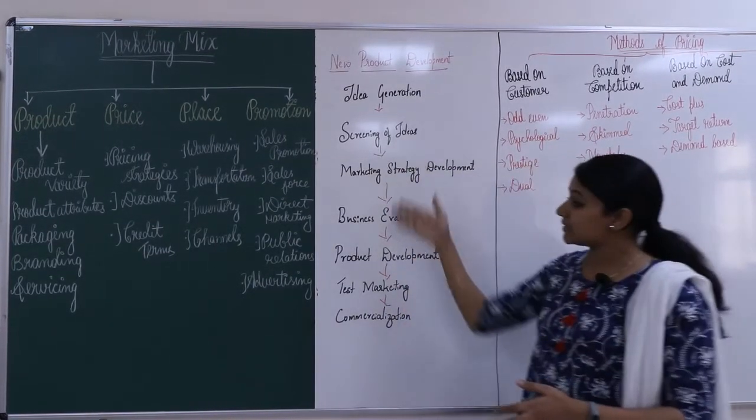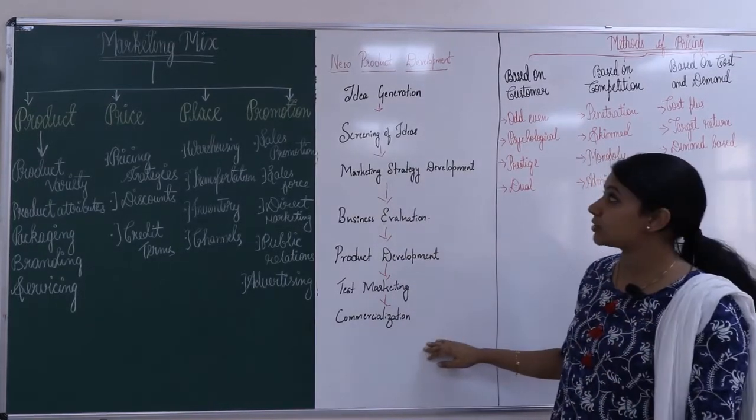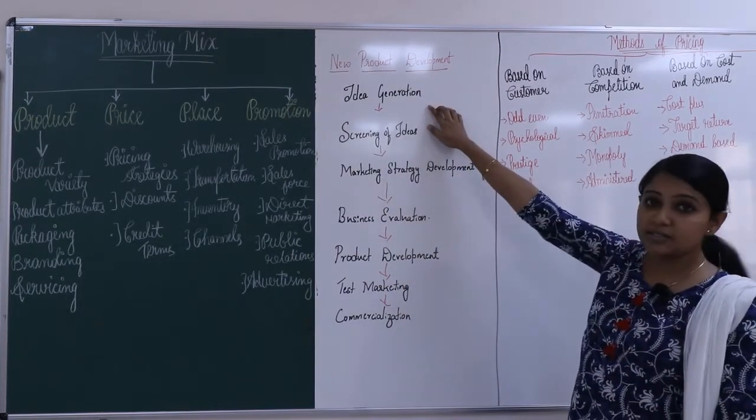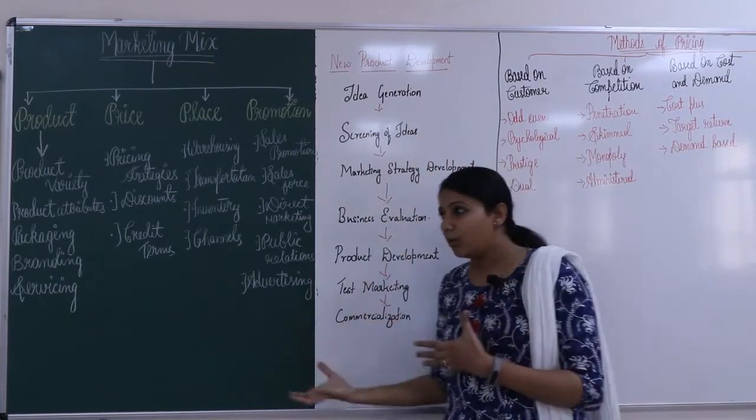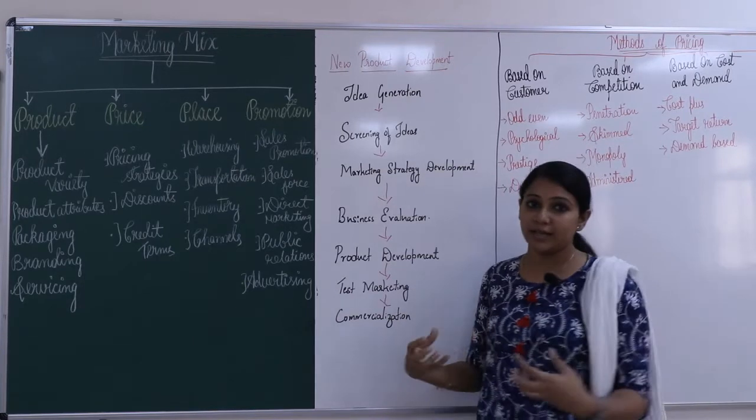So these are the 7 steps through which a new product is introduced into the market, right? The first step is idea generation. So what the marketers do is they sit together and decide what kind of product should we sell. They collect different ideas, right?